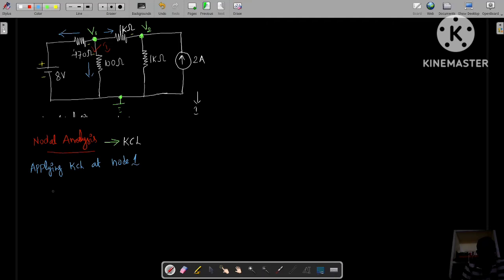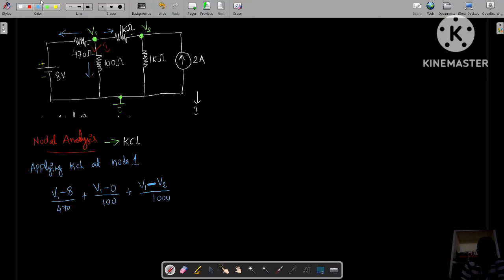For this current, how can you write the equation? The equation is very simple. It is V1 minus 8 divided by the resistance, 470 ohms. And the current flowing through this path is V1 minus 0, so no need to write it actually. So V1 minus 0 divided by 100 ohms. Next, this current. This potential is a higher potential and this potential is a lower potential. So I can write the current equation as V1 minus V2 divided by 1 kilo ohm, meaning 1000 ohms. Because according to Ohm's law, the current is nothing but the potential difference between the two ends of that resistor divided by the resistance value. In this way you can find the current.